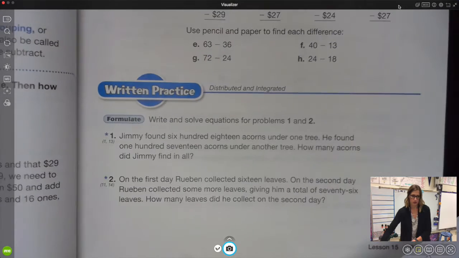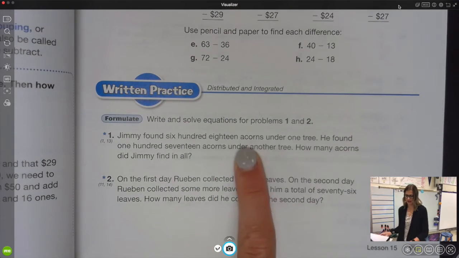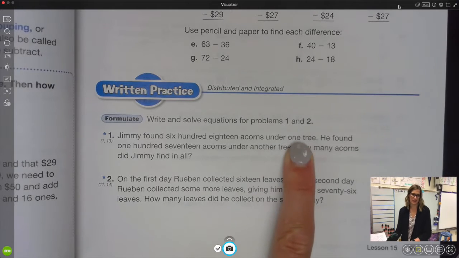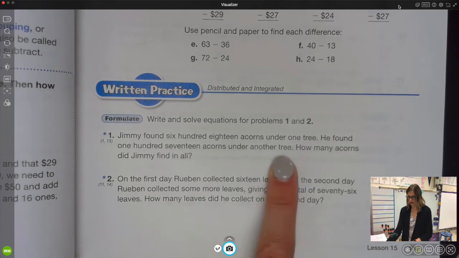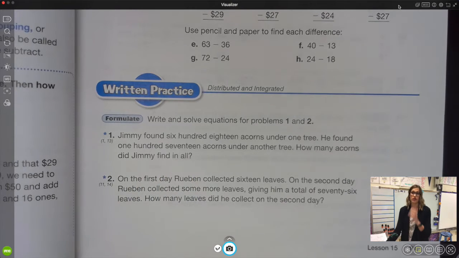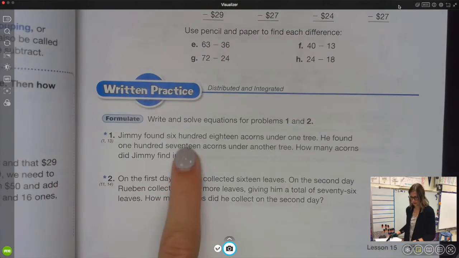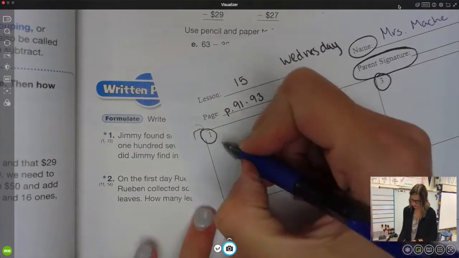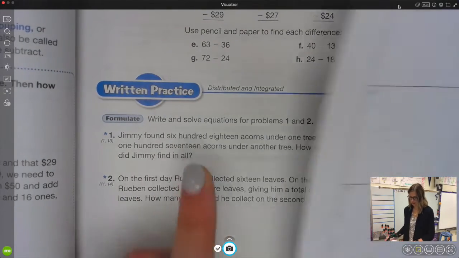1. Jimmy found 618 acorns under one tree. He found 117 acorns under another tree. How many acorns did Jimmy find in all? So I know I'm trying to find the total. If I'm going to try to find the total, gotta add. So let's take those two numbers. 618 plus 117.